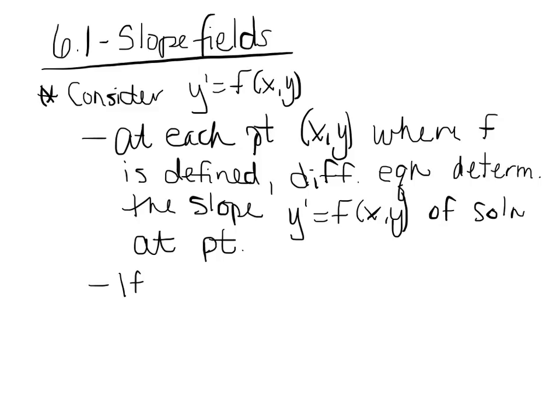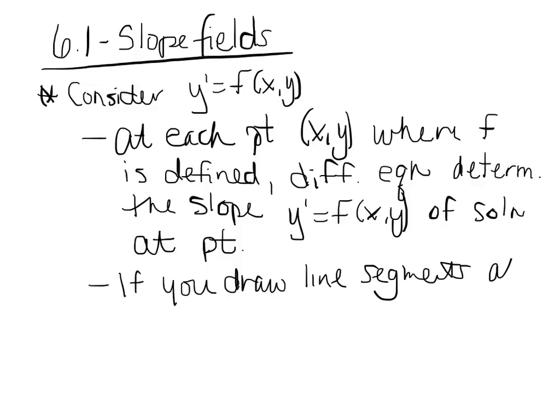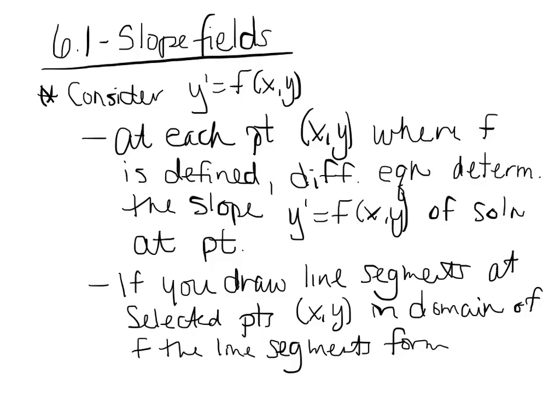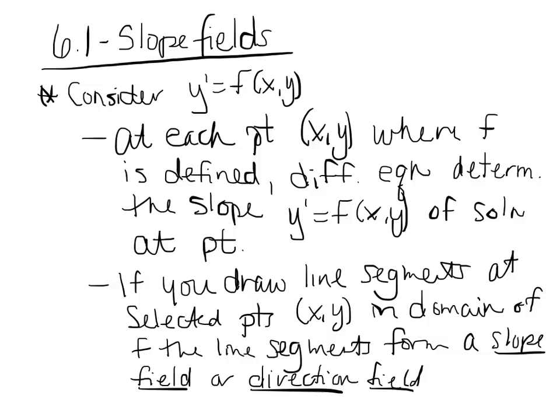Okay, if you draw line segments at selected points, and in this case we're going to say x, y in the domain of f, the line segments form what we call a slope field, or direction field. And we'll go over what these look like here in just one second.